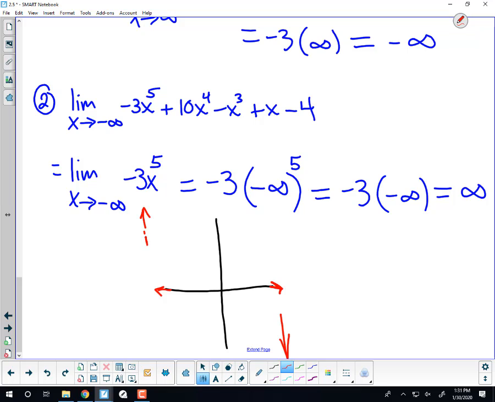So all of this would be filled in at a later time. But those limits are giving us those two things, where the arrows go. Does anyone have any questions?